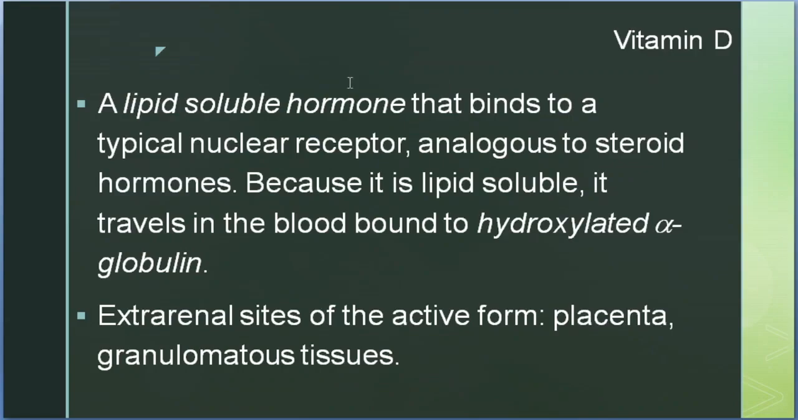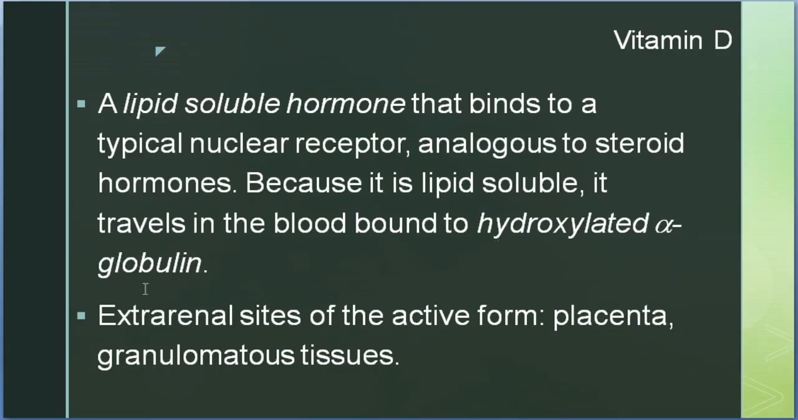So again, your vitamin D, it's a lipid-soluble hormone that binds to a typical nuclear receptor, analogous to your steroid hormones. Remember, your vitamin D is a sterol, comes from your cholecalciferol. It's a sterol, similar with your sex hormones, similar with your thyroid hormones. Since it is a lipid hormone, it will go directly into your nuclear receptor. Because it is lipid soluble, it travels in the blood bound to your hydroxylated alpha globulin.